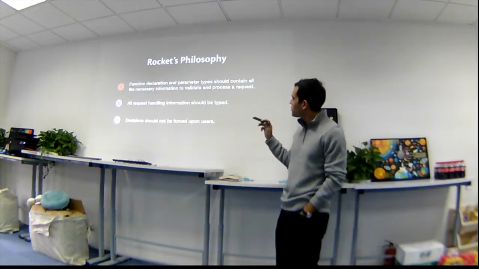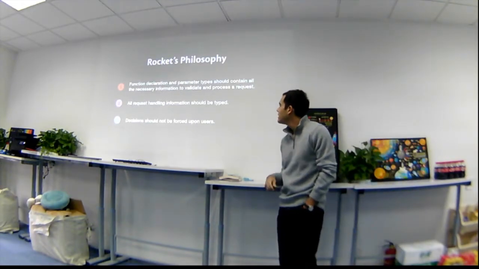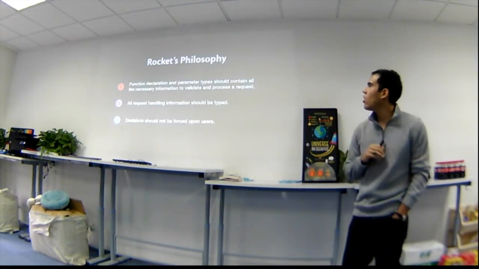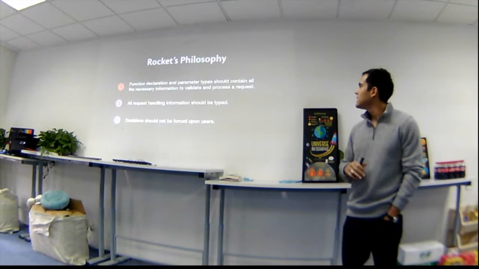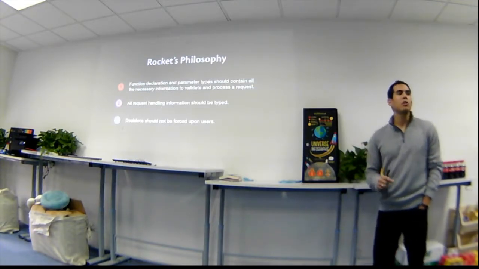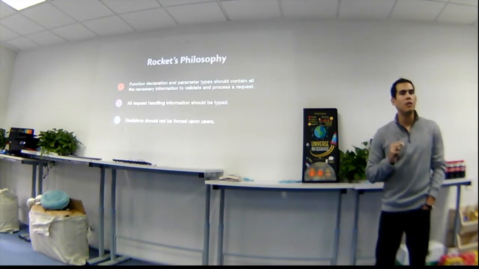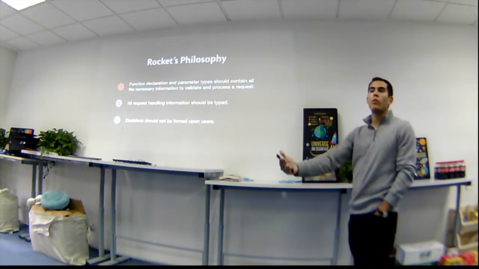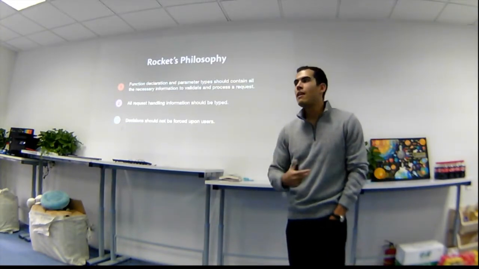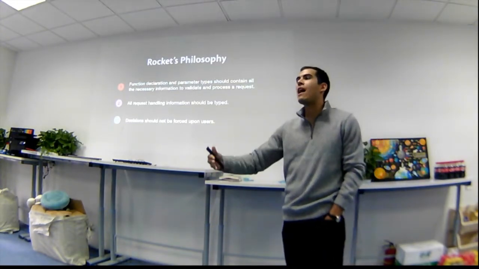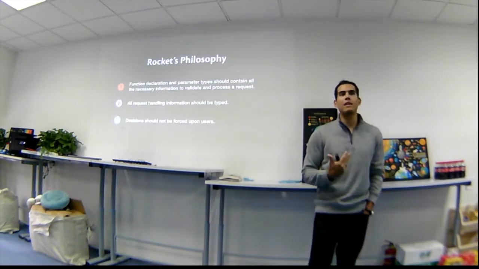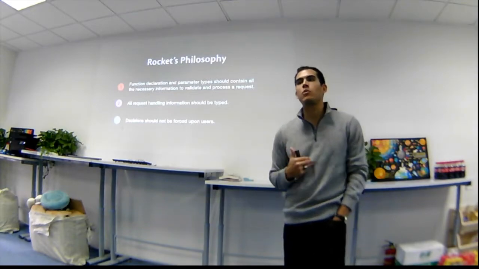So the first main idea here is that function declaration and parameter types should contain all of the necessary information to validate and process a request. You should be able to look at the type signature of a function that's handling a request, and the types in that signature should tell you everything that you need to know about how that request will be handled, and more so, what needs to be true about that request for Rocket to handle that request for you.